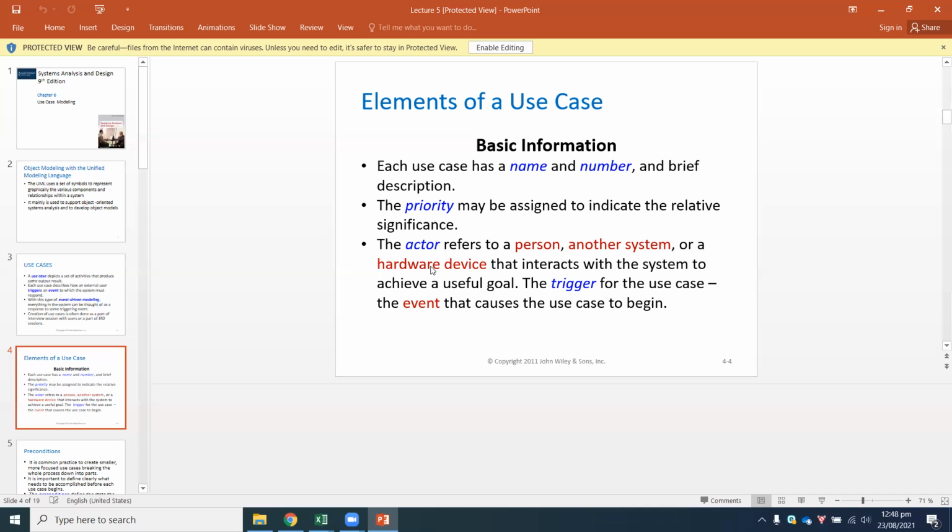the use case diagrams. But at the moment, what I need you to know, and these three things are important, okay, you should know what a use case is, you should also know what UML is, and you should know that the basic elements of a use case are: the use case name and description, the actor in three forms: person, another system or hardware device, and then the trigger. Okay, the trigger is the cause, anything that causes the use case to begin.